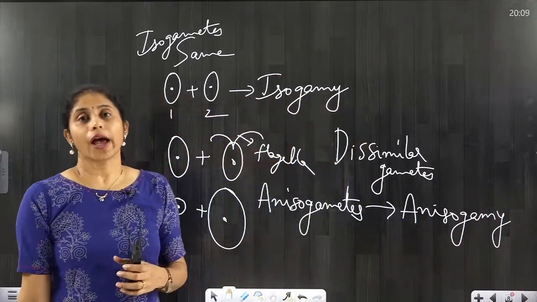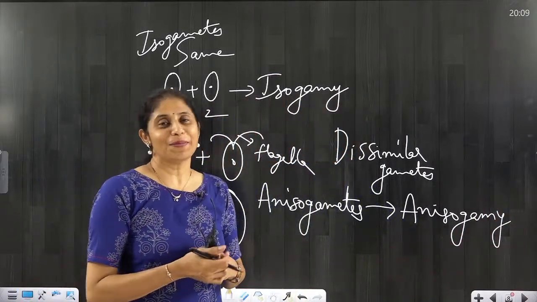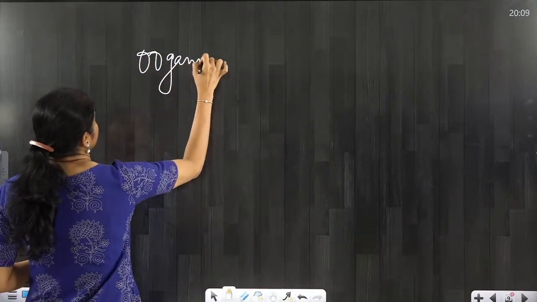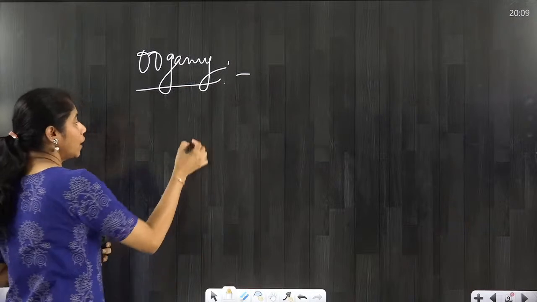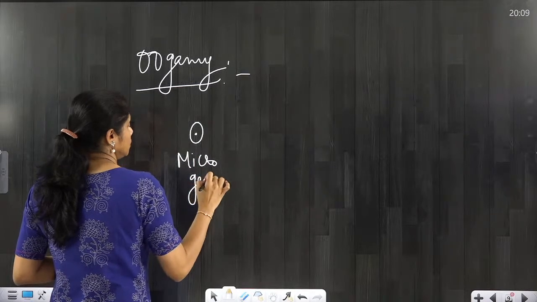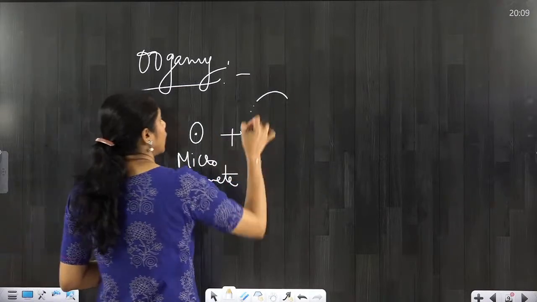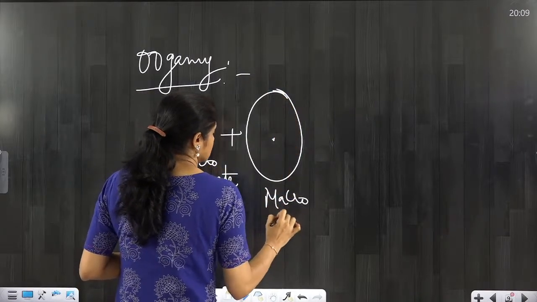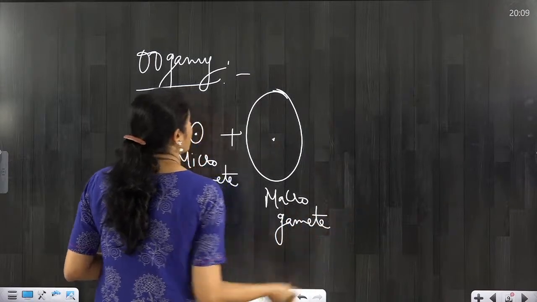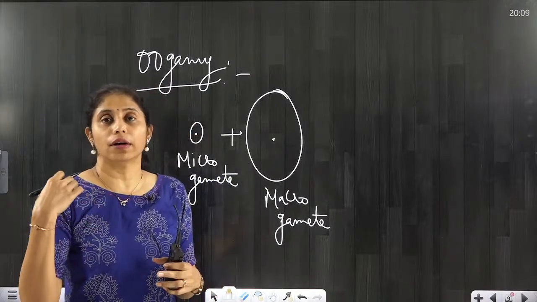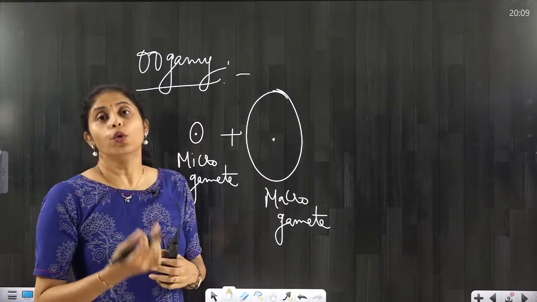Okay, then you have the anisogamy thing, and then oogamy. In oogamy, the third one, you can see next one. This is one more type of sexual reproduction where a small microgamete will be there, and one large gamete will be there, that is the macrogamete or egg. The fusion of the small microgamete with the large macrogamete is called oogamy.